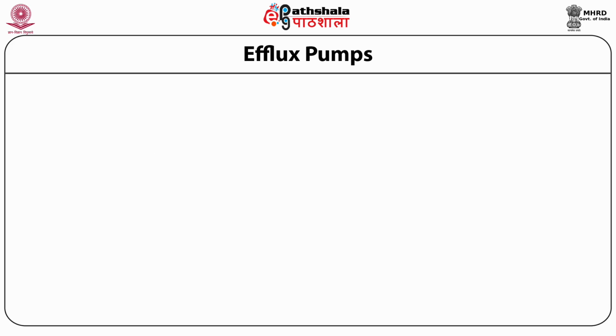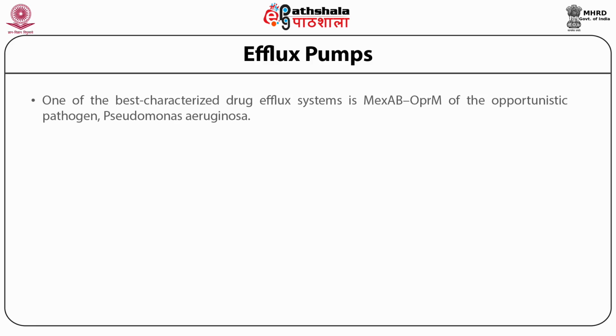The second mechanism is efflux pumps. One of the best characterized efflux pumps is the MexAB-OprM complex, reported from the opportunistic pathogen Pseudomonas aeruginosa. When you are talking about efflux pumps, they have three components. One component is present on the outer membrane, another in the periplasmic space, and the third in the inner membrane. This is the reason why they can efflux the antibiotic from the interior of the bacterium to the outside.